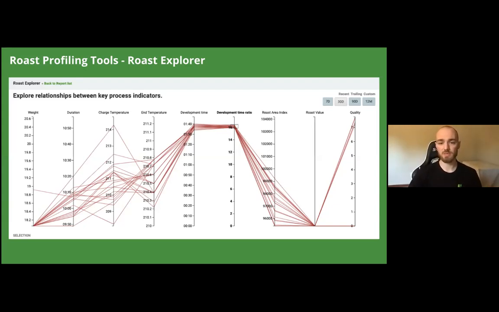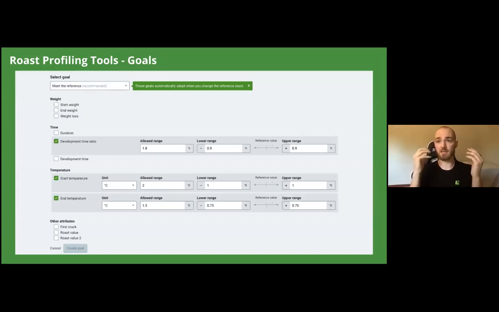So jumping to one of our other tools. Let's say that you thought that 16% was the best development time ratio for that particular coffee. Now you can set a goal based on that particular parameter. One of the other tools that we have is called goals. And so what you can do is you can take your reference roast, which is the roast that you determine to be the best roast, and then you can set allowed ranges, either lower or above it, so that if your coffees ever jump outside of those ranges, then you'll get notifications in your Cropster account.